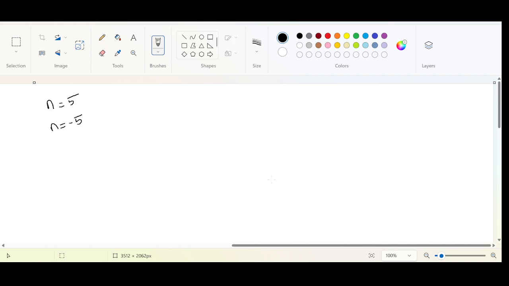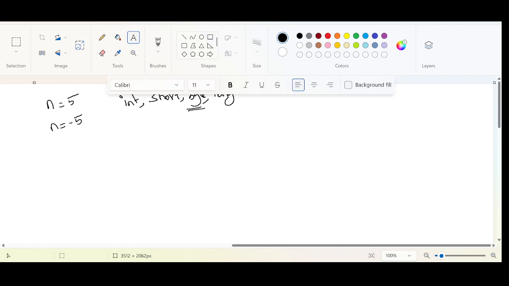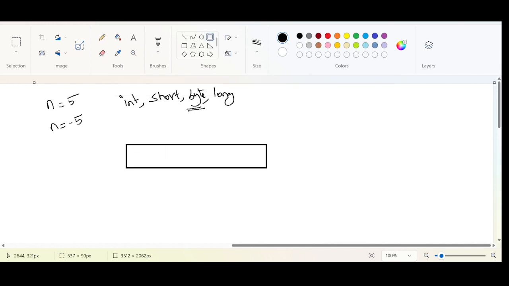In Java, the primitive data types that you can use are int, short, byte, or long. Each and every data type is going to occupy some bytes of memory. Let us go with the byte data type. The byte data type is going to occupy 8 bits of memory. It is going to create a space of 8 bits.